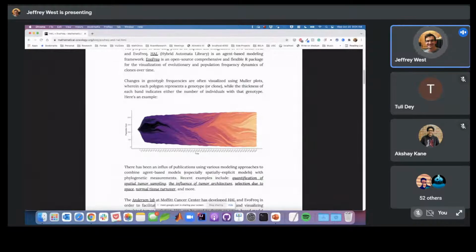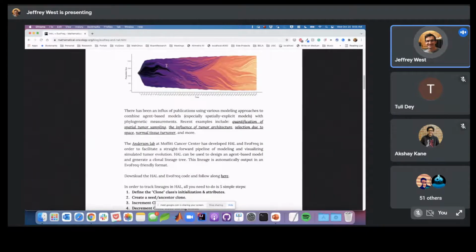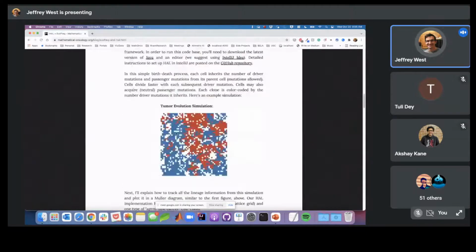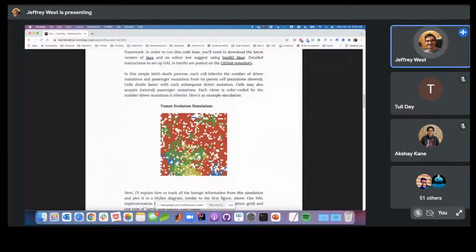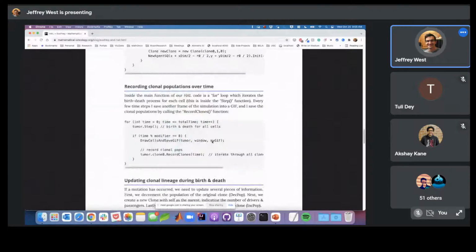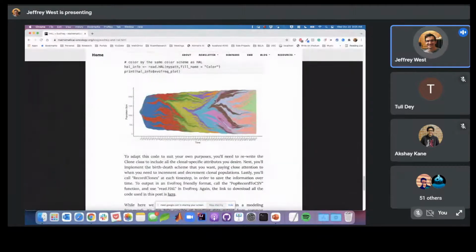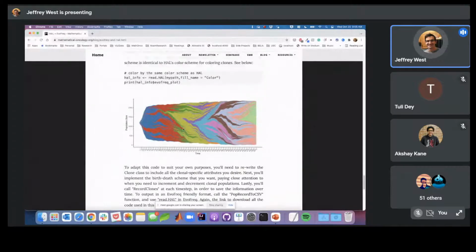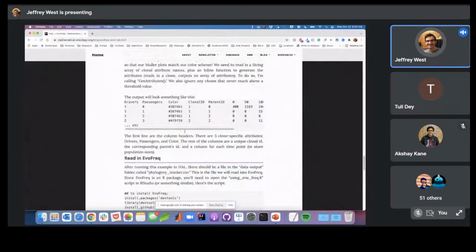HAL is basically our library in Java for doing the agent-based simulations, and it's optimized for speed and visualization. All of the movies I showed before are all HAL. Anytime you want to visualize that over time, that's Evo Freak. You can see in this blog post there's some code and description.